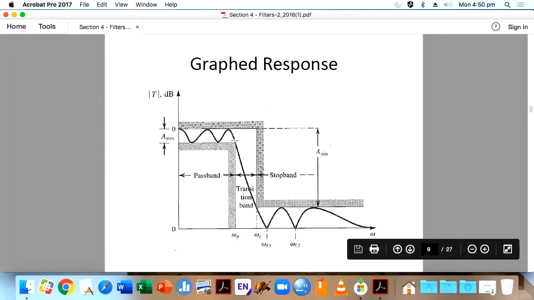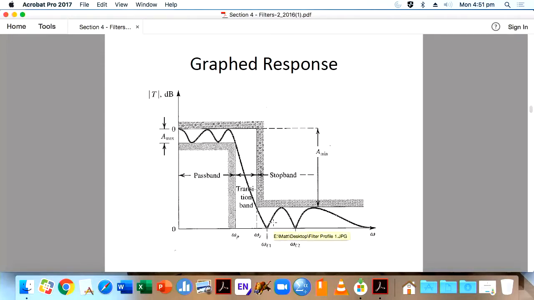But when you are designing, this transition region is not going to be sharp. It will have a big slope. So this region is called a transition band. If you want to make the transition band very precise and sharp, you have to increase the order of the filter.